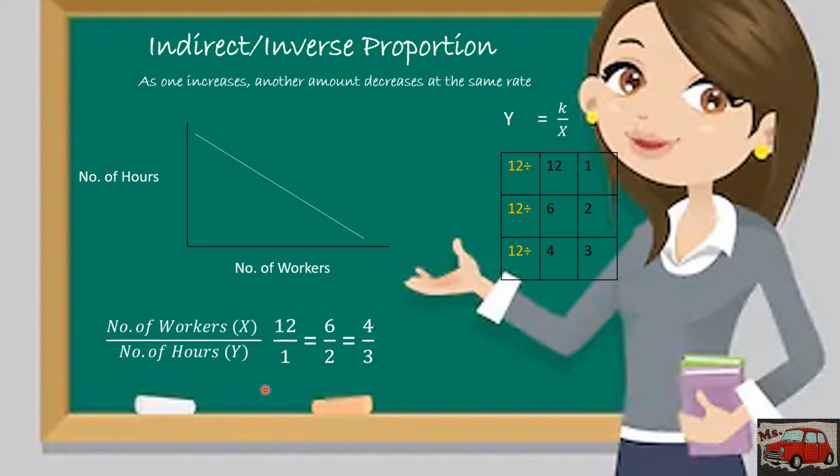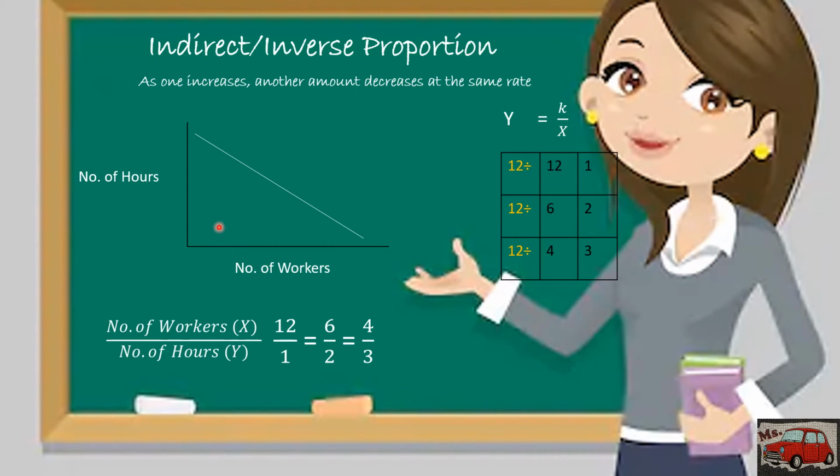So, here, sinasabi dito na if you have 12 workers, you can finish a project in 1 hour. Kapag 6 workers, 2 hours. Kapag 4 workers, 3 hours. Alright? So, pataas ng pataas yung hours, pababa ng pababa yung workers. So, pag ni-graph mo siya, ganito yung magiging itsura.